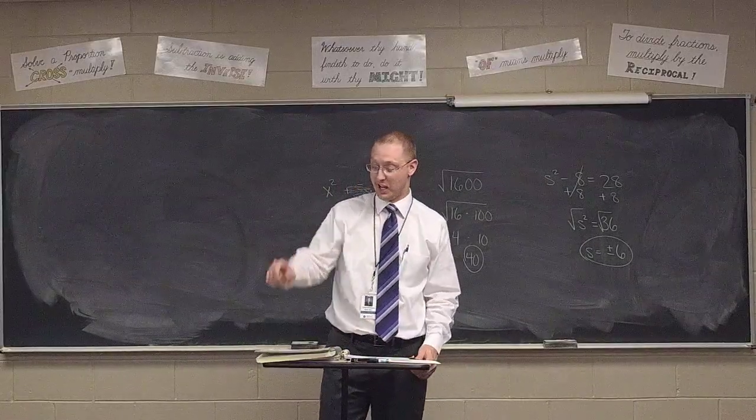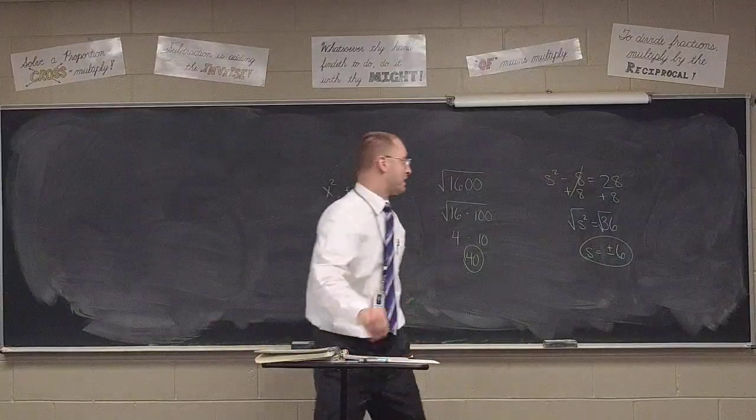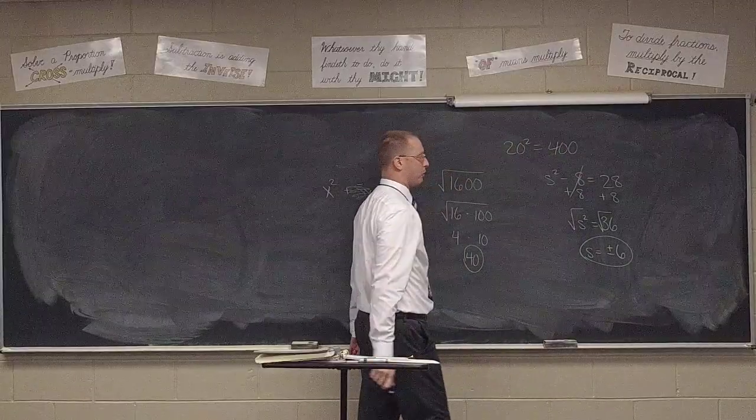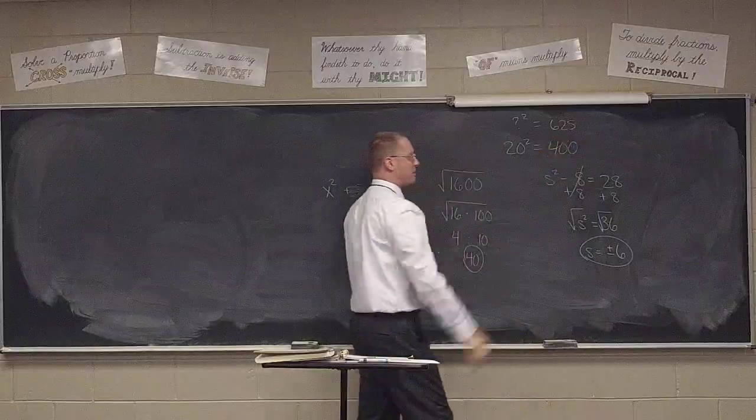Did you also figure it out? Good job sticking with it. Even though it would, now, you knew it had to be bigger than 20 squared, right? Because on your paper, we knew 20 squared was 400. And so 625 is obviously quite a bit bigger.